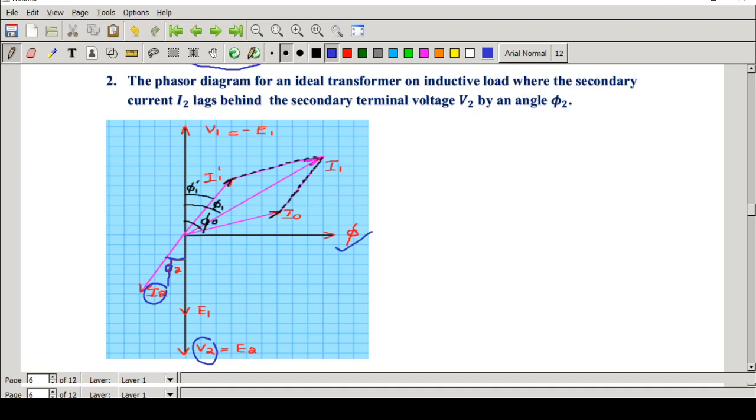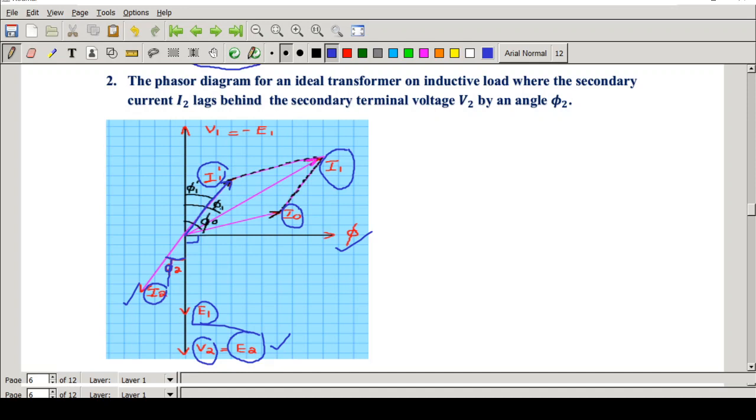That is, flux is there, E1 and E2 lagging behind the flux by 90 degrees. Then you can see V2 is equal to E2 because this is an ideal transformer. Then I2 is lagging behind V2 by phi 2. Then you draw I1 exactly opposite to I2, I am drawing I1 dash. Then the vector sum of I0 and I1 dash will give the input current I1. So here also I1 is equal to I1 dash plus I0.